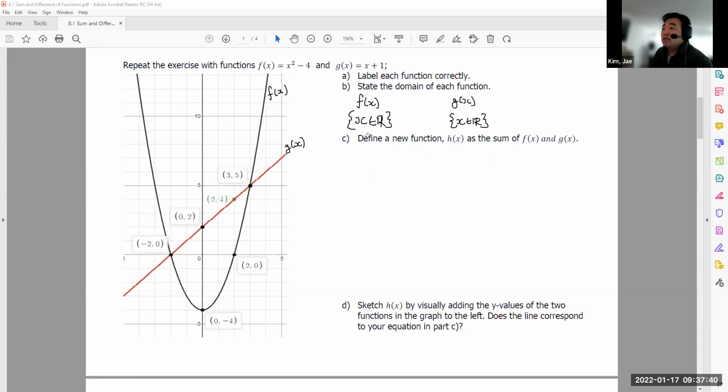Let's move on. Define a new function, h of x, as a sum of f of x and g of x. So let's do that. f of x is the parabola plus g of x is x plus 1. I suppose I could have done a subtraction, but it's just a lot easier to understand this new concept as an addition for now. So this becomes x squared plus x minus 3. Right.